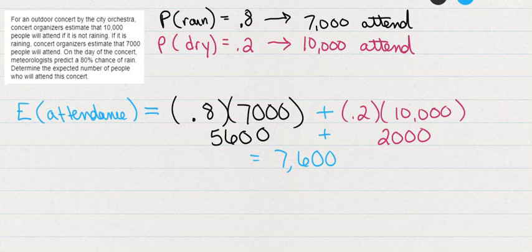So I'm going to try to explain this problem in such a way that you can pick up on the pattern and then apply this to any expected value problem. And here's how it goes. This is a shorter example because there are only two different possible outcomes. We either have rain or we have it not rain, so dry.